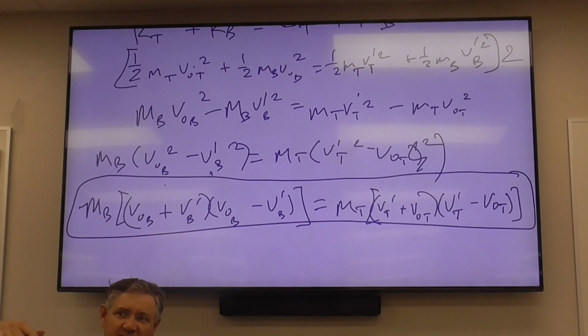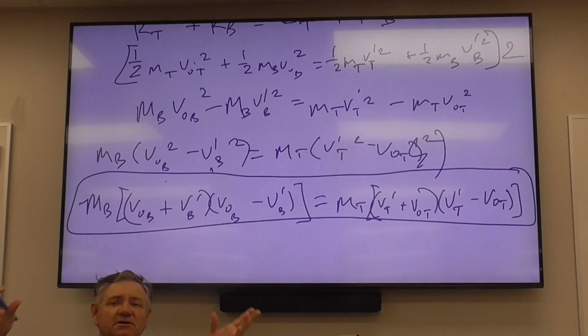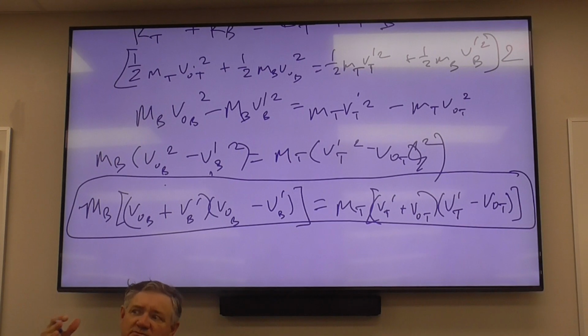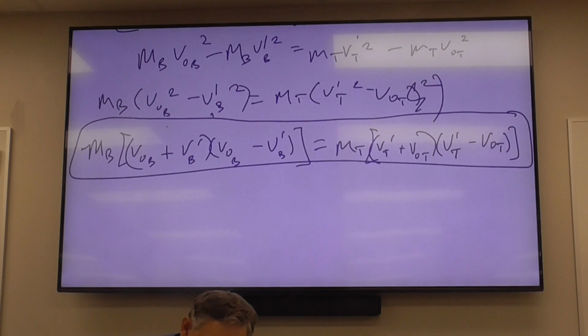So we started, we said, hey, the momentum has to be conserved. We can get rid of the halves. We have a difference of squares. We can factor stuff out. Here we go.